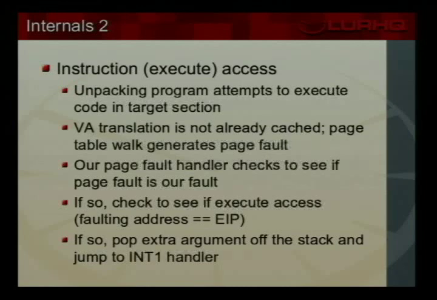And now it finds that it's time to execute. We're hopefully at the original entry point. So once again, we get a page fault because it's not in the cache. So it checks to see, is this due to OlliBone? If so, what it will do immediately is just pop one extra argument off the stack because the int1 handler doesn't have that extra argument, and jump right to it and dump us out where we want to be.